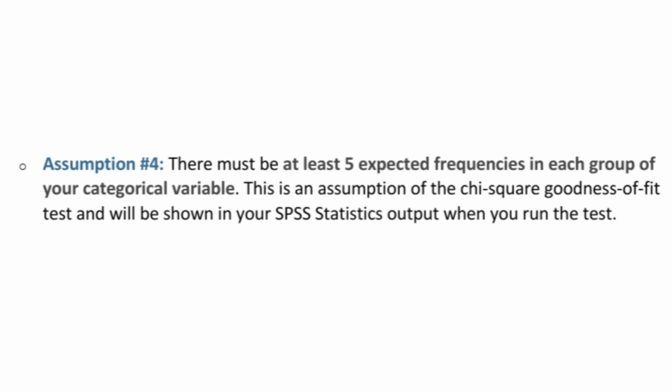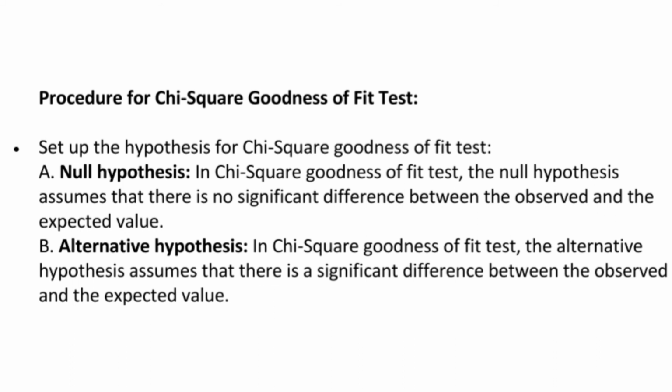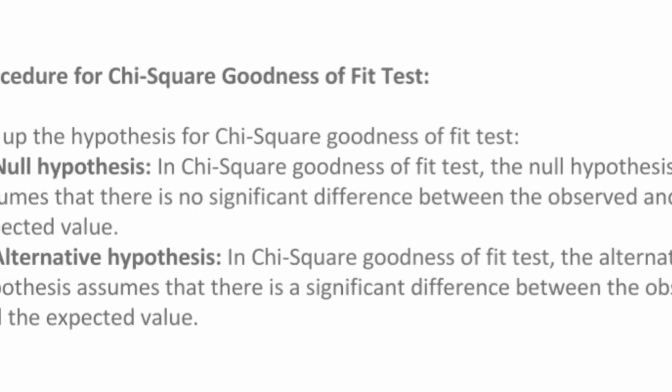This is an assumption of the chi-square goodness of fit test and will be shown in your SPSS statistics output when you run the test. If these 4 assumptions are met, then here are the procedures for the chi-square goodness of fit test. In setting up the hypothesis, your null hypothesis should assume that there is no significant difference between the observed and the expected value, while your alternative hypothesis should assume that there is a significant difference between the observed and the expected value.